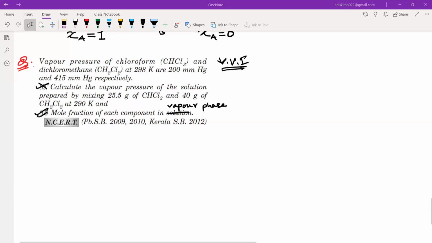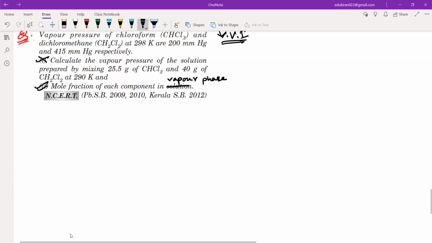Let us look at this question. It is an easy question, okay? भले ही बड़ा हो लेकिन बहुत ही आसान सवाल है, ठीक है? There are a few things that are already given to us. Vapor pressure of chloroform and dichloromethane at 298 Kelvin is 200 mmHg and 415 mmHg. That means they have given us the vapor pressure of pure chloroform and pure dichloromethane.